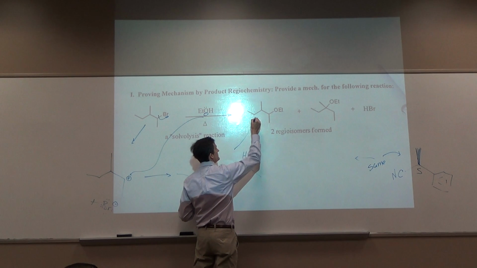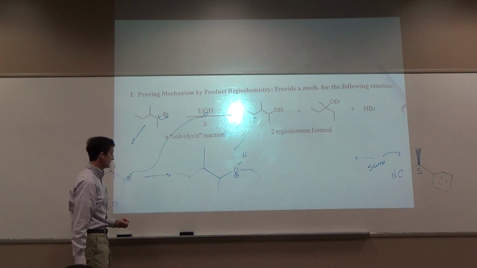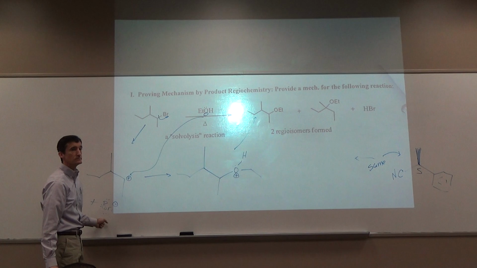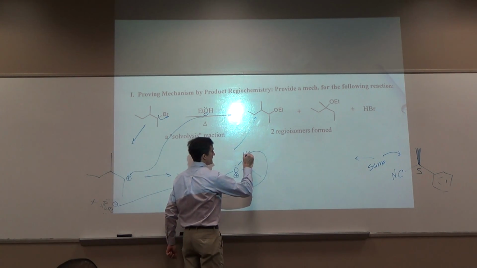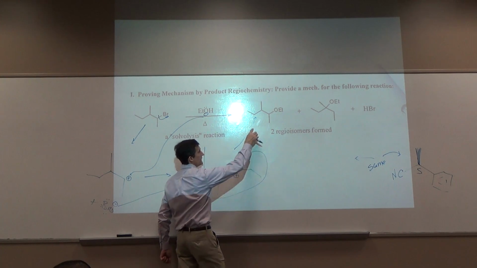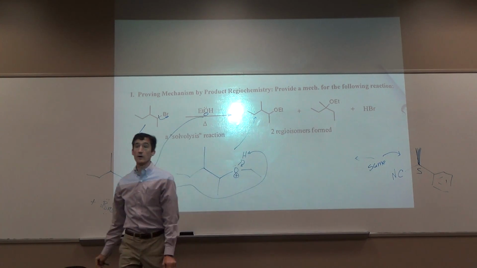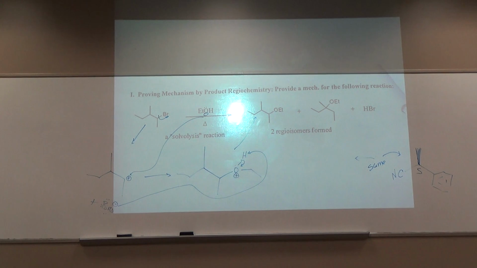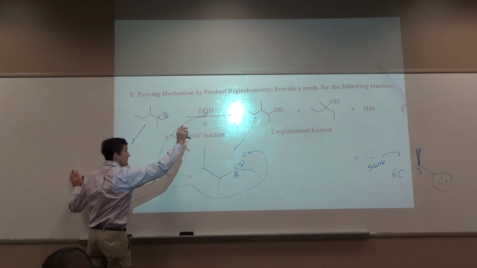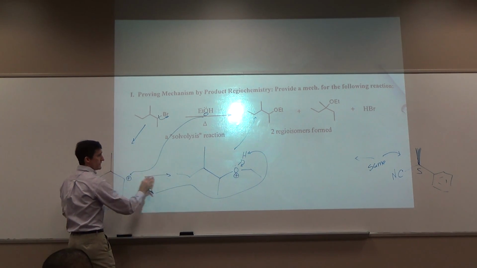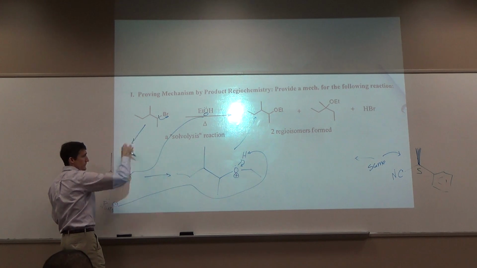And how do we get home? Somebody's got to take the H. What takes the H? Br minus. This takes the H, leaves the lone pair behind, and we get that plus HBr. Now for that reaction to give that product, we had two intermediates. Okay, we had three steps.